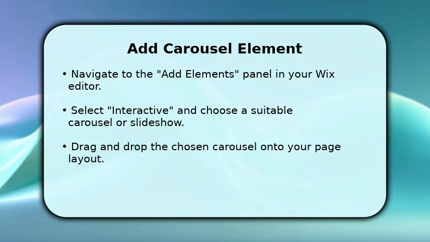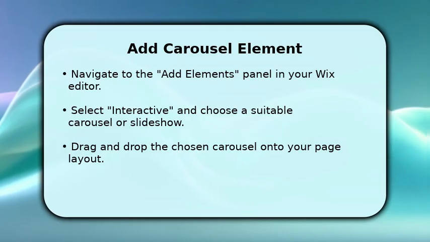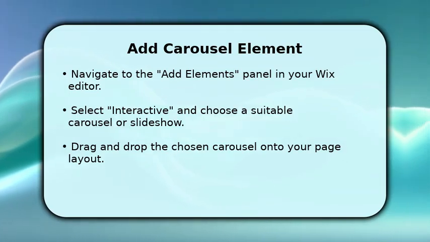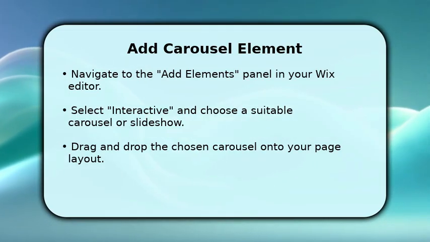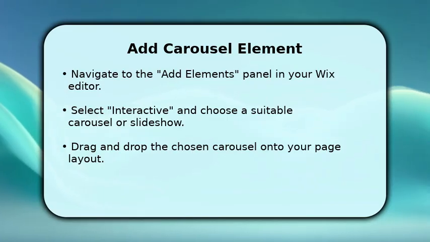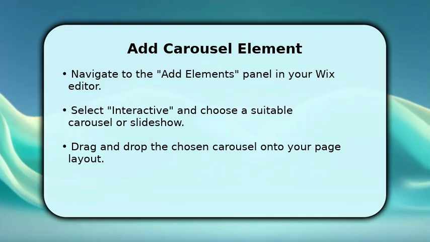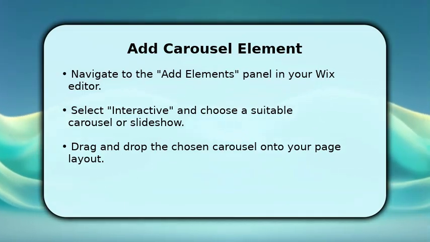To begin, open your Wix editor and locate the Add Elements button, usually found on the left sidebar. From there, you'll want to click on Interactive to reveal various options, including different carousel and slideshow designs. Simply select the one that best fits your vision and drag it directly onto your website page. You can then resize and position it exactly where you want it to appear.